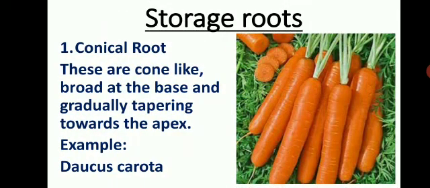Here storage root, the root has the capacity to store food. In a conical root, first of all the roots look like a cone-like structure. Normally the carrot looks like a cone-like structure. Conical root example: carrot, the binomial name of carrot is Daucus carota. First, it looks like a cone-like structure, it is broad at the base, and after that it tapers towards the apex. Then only it looks like a cone. A best example for the conical root is Daucus carota.